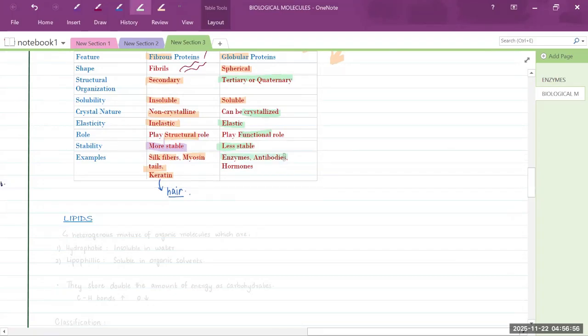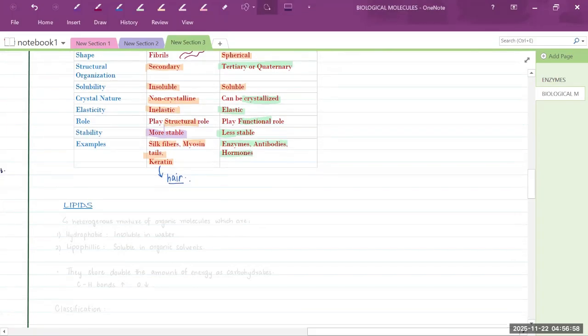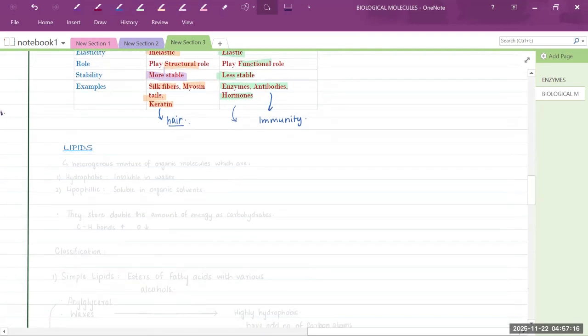For example, enzymes, antibodies, and hormones, they play a functional role, as we know. For example, antibodies in immunity, that's a functional role, right? Also, hormones have a functional role as well. There are different types of hormones that we'll see in control and coordination and nervous coordination. Now we are done with proteins.